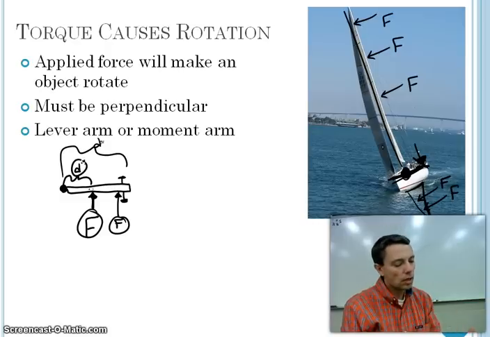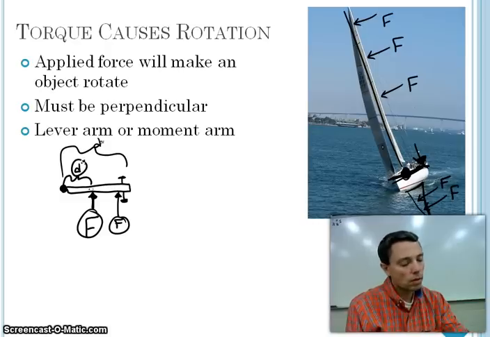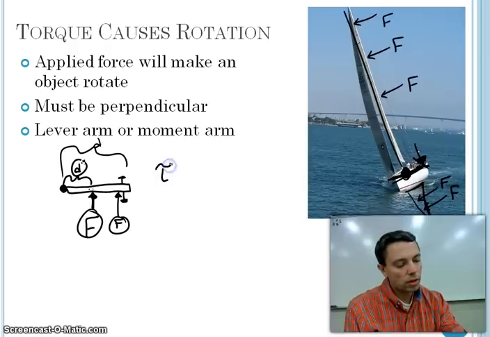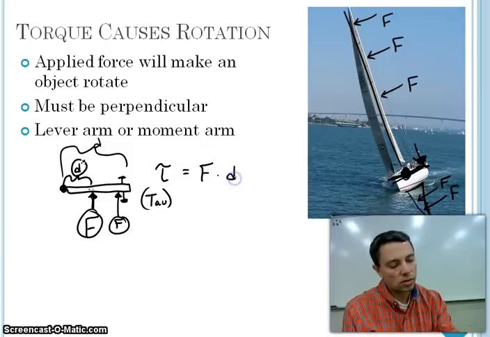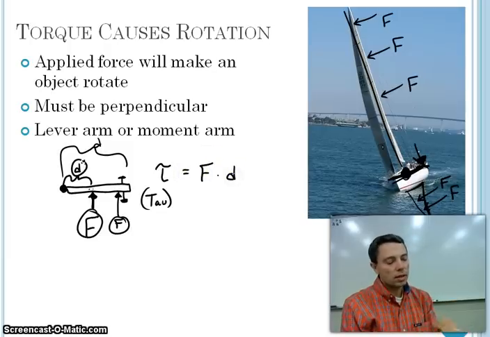Now, torque has a symbol. The symbol for torque is the Greek letter tau. Torque is a force times a distance, but this is the key thing: it's the distance that's perpendicular to that force. We've seen force times distance already, and that's how we calculated work. But work and torque are two different things, because work was in the same direction and torque is in a perpendicular direction. So you have to be careful with it.